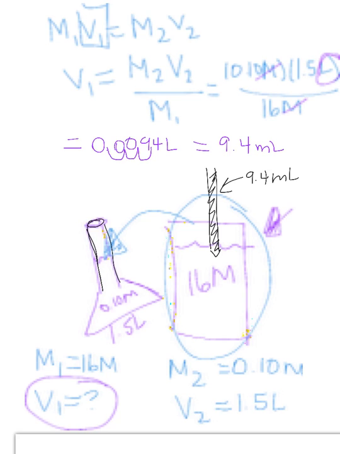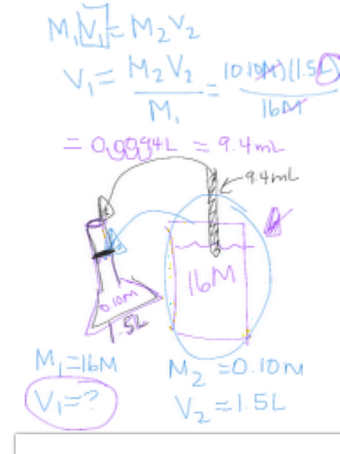So here's a volumetric flask. You're going to dump those 9.4 milliliters into that volumetric flask. Then you're going to add water to the volumetric flask until the 1.5 liter mark. So this volumetric flask has a total volume of 1.5 liters. After you've added the 9.4 milliliters, you're going to continue adding water until you reach this mark here at the top. Put the stopper on top of the volumetric flask, give it a swirl, and you've created a very diluted solution.